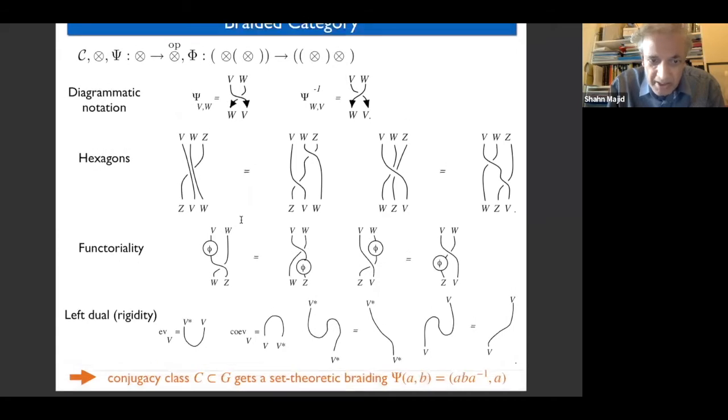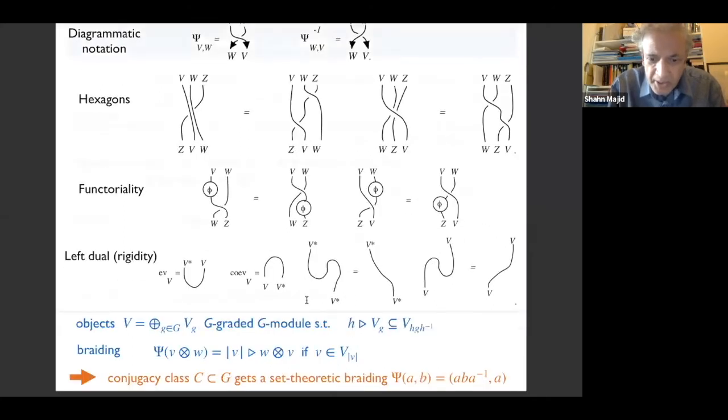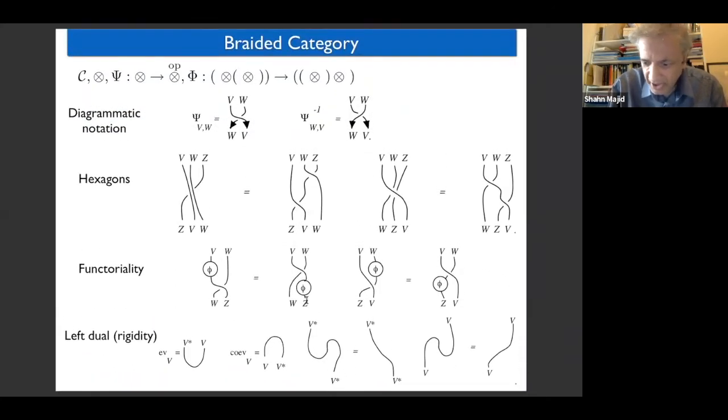Now, because psi is a natural transformation, it means that any morphism can be pulled through. So if you have a morphism from V to Z and then apply the braiding, it's the same as applying the braiding with V and then applying the morphism. There's also duals, which we won't need very much today. So that's the kind of context we're working with in a modern setting.